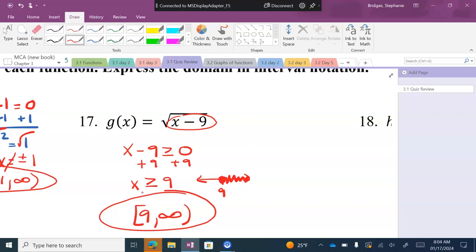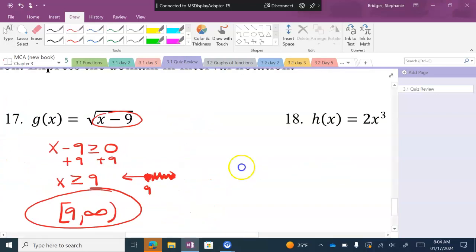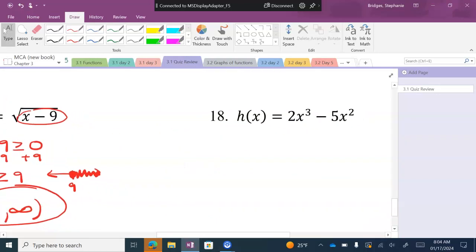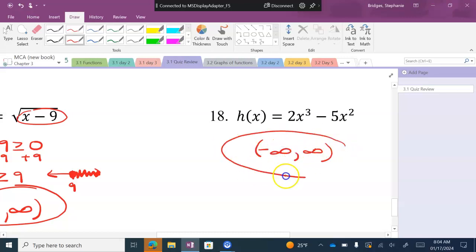So if it's a fraction, take your denominator, set it equal to 0, solve for x. It's everything except for those numbers. If it is a radical, you take that radical, you set it greater than or equal to 0, you solve, and that would be your domain. And then what about 18? Do I have a fraction? No. Do I have a radical? No. So are there any restrictions on my domain? So what would it be? Negative infinity to positive infinity, all real numbers.